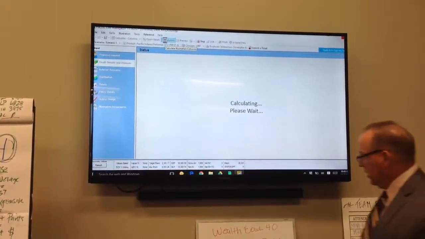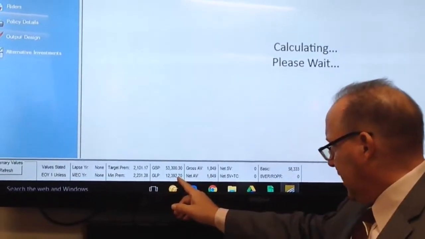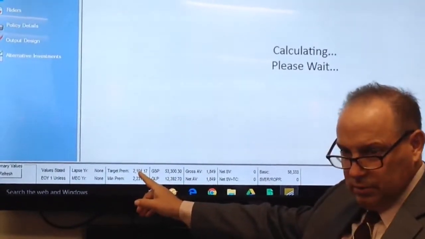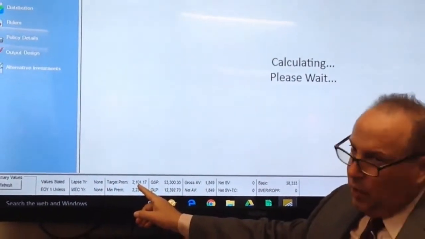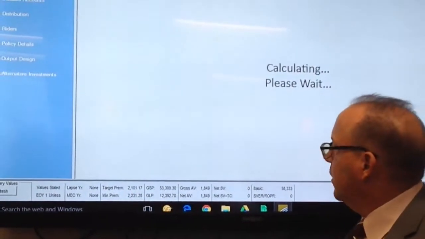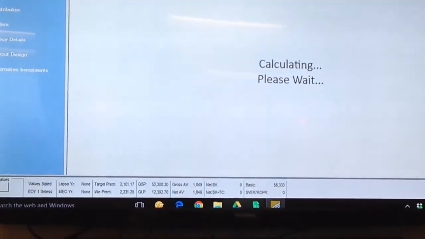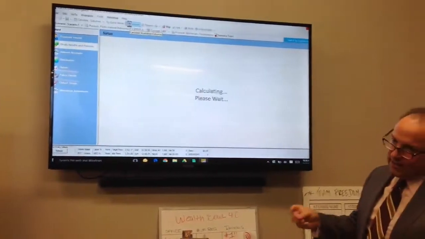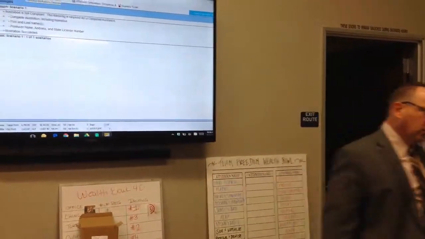Okay, so the minimum is the same, GLP looks about the same, the target is still calculating. It still has a lot of work to do. Okay, those are the old numbers. Sorry, I'm impatient. I've got a soccer game to go to, a basketball game to go to, I gotta go to Catalina with a whole bunch of winners.